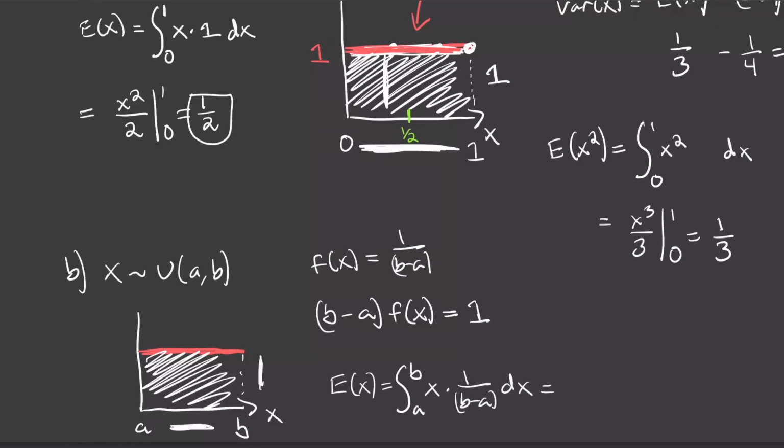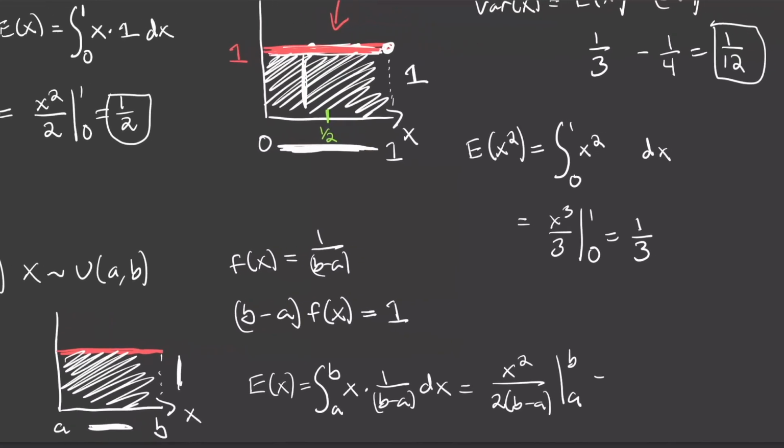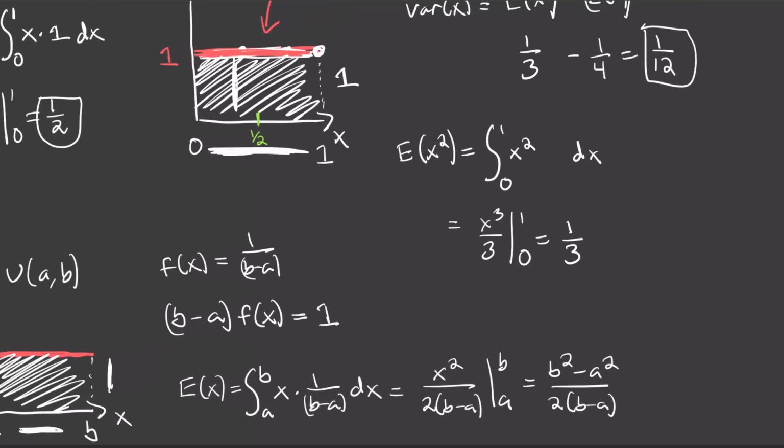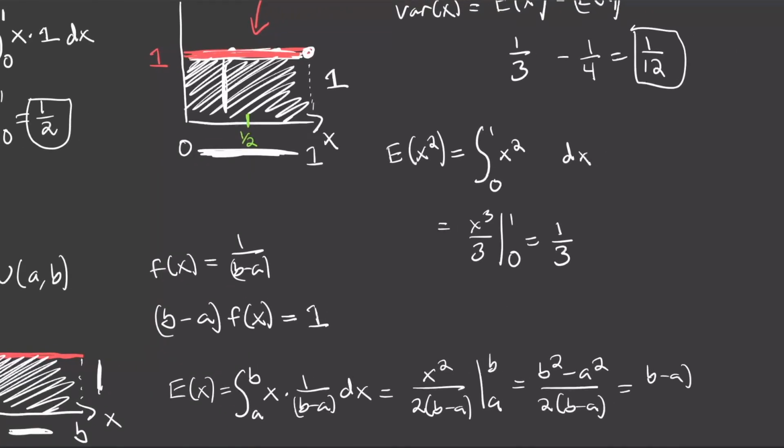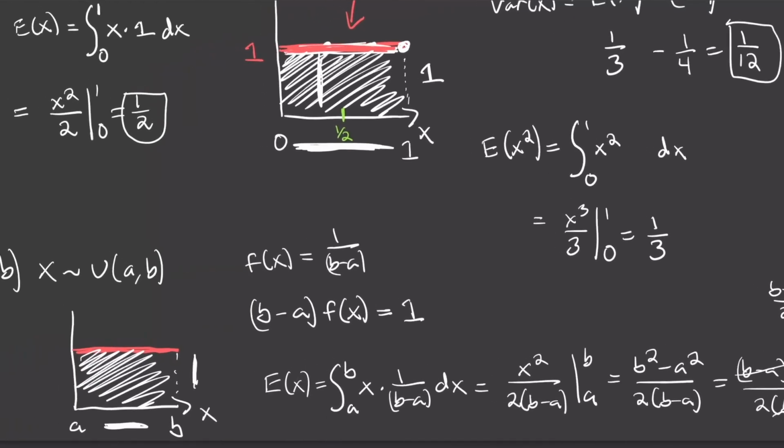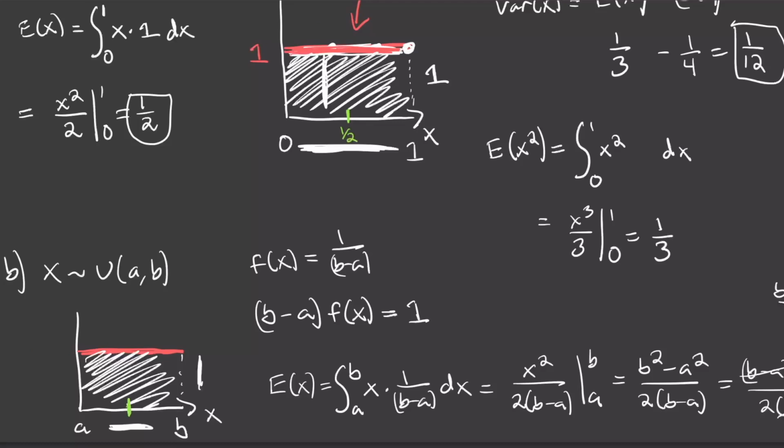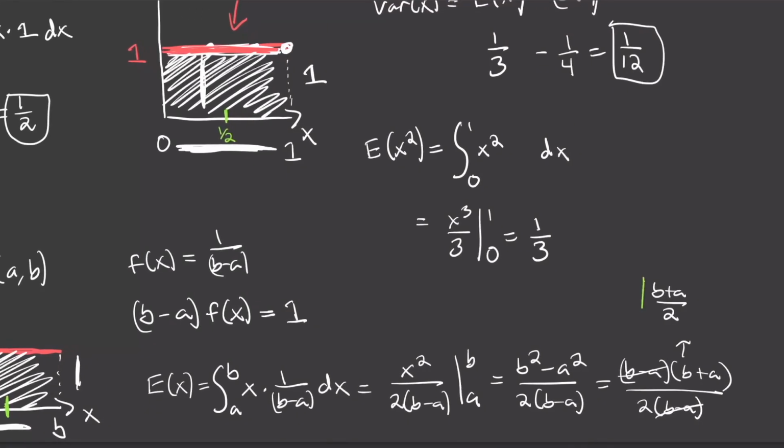And then this integral is just going to be equal to x squared over 2 times b minus a, evaluated from b to a. So when we plug in b and a, this is going to be b squared minus a squared divided by 2 times b minus a. b squared minus a squared, I can factor as b minus a times b plus a, and then we have that over 2 times b minus a. So these cancel, and we're just left with b plus a divided by 2, which again makes a lot of sense because it is right in the middle of b and a, the two bounds that x can take. Okay, so for a general uniform between a and b, this is going to be our expected value.